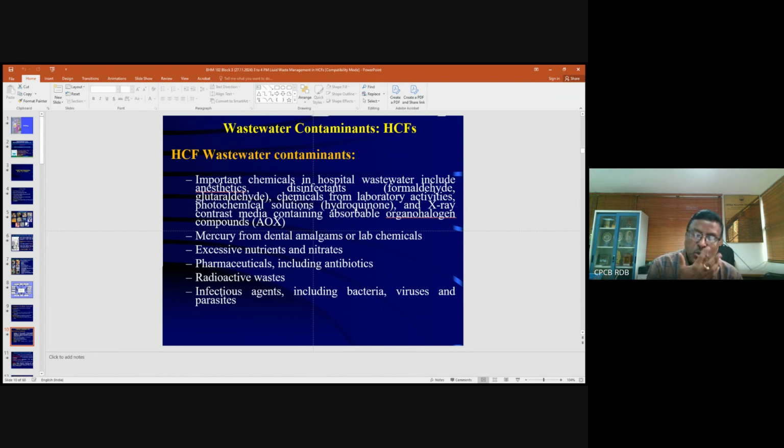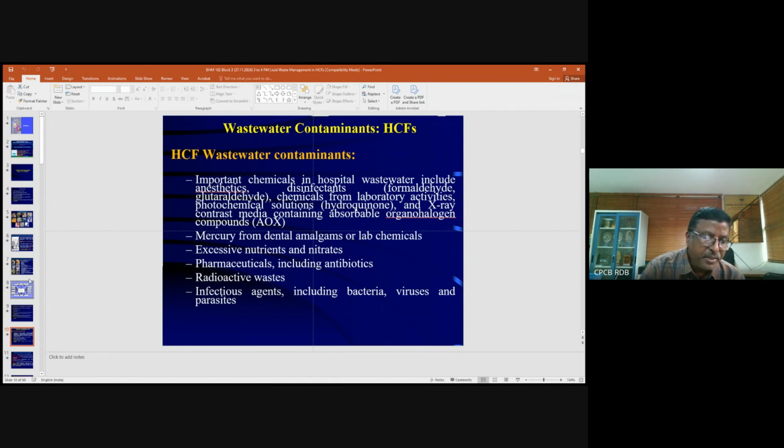Radioactive waste is also a possibility for discharge into the drain from hospitals wherever there is a radiology department. And infectious agents, including bacteria, viruses, and parasites, will generally be present in the wastewater generated from the hospital. Therefore, the urban local bodies keep examining drain samples to see what types of viruses are there and the possible spread of diseases, so that they alert the healthcare department to take necessary actions.